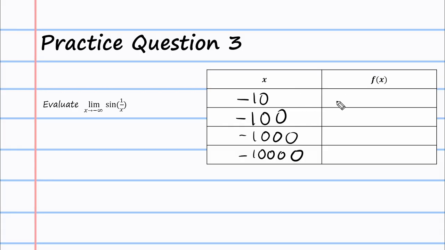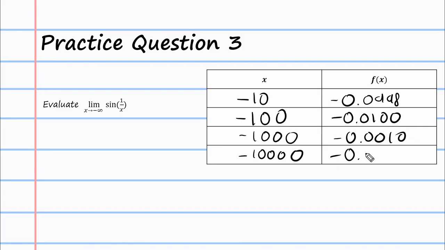So what I got is negative 0.0998, negative 0.0100, negative 0.0010, and then negative 0.0001. Okay? So, see how these numbers seem to be approaching 0, all right? So, we will just say that the limit as x approaches negative infinity of sine of 1 over x equals 0. And yeah, that is correct.